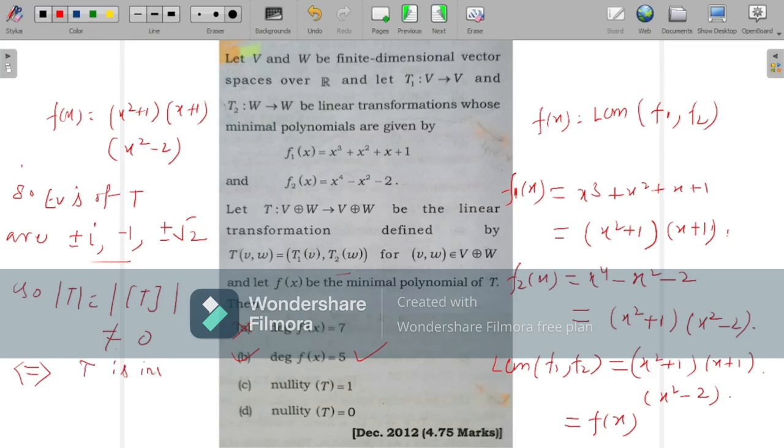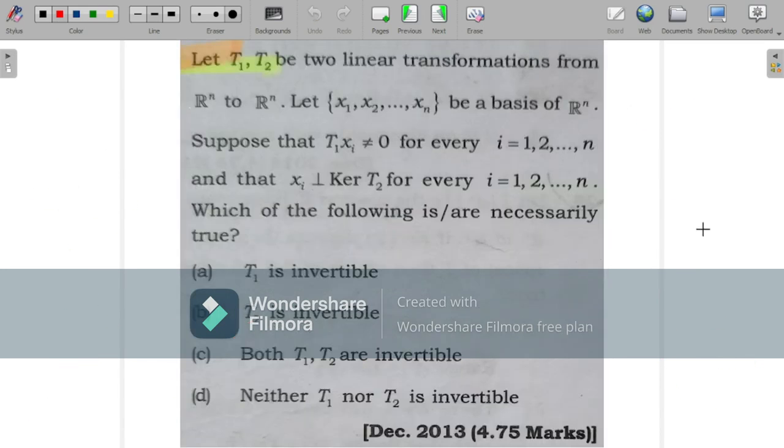This holds if and only if T is invertible. T is invertible if and only if T is injective. That implies that the null space of T is the zero space, so the nullity of T will be 0. So options B and D are true. Okay, this is done.